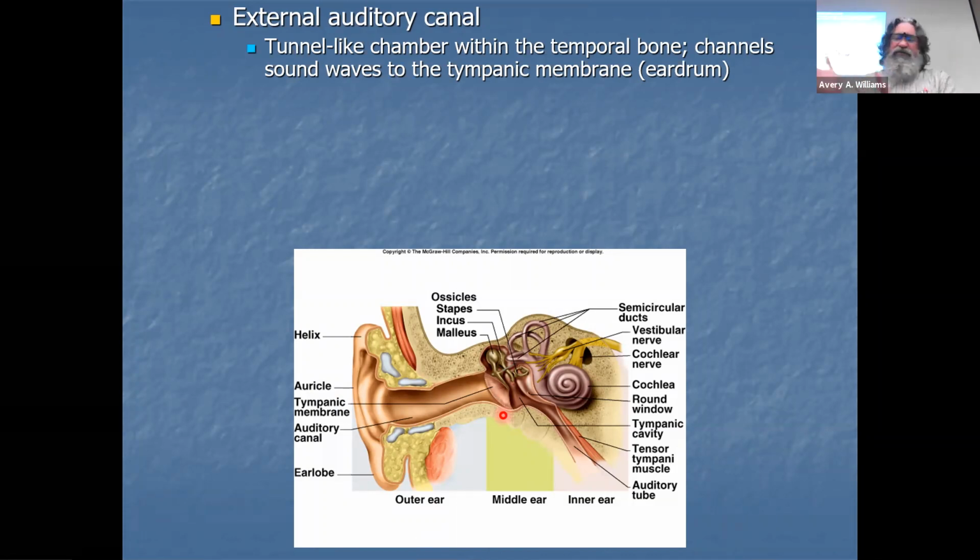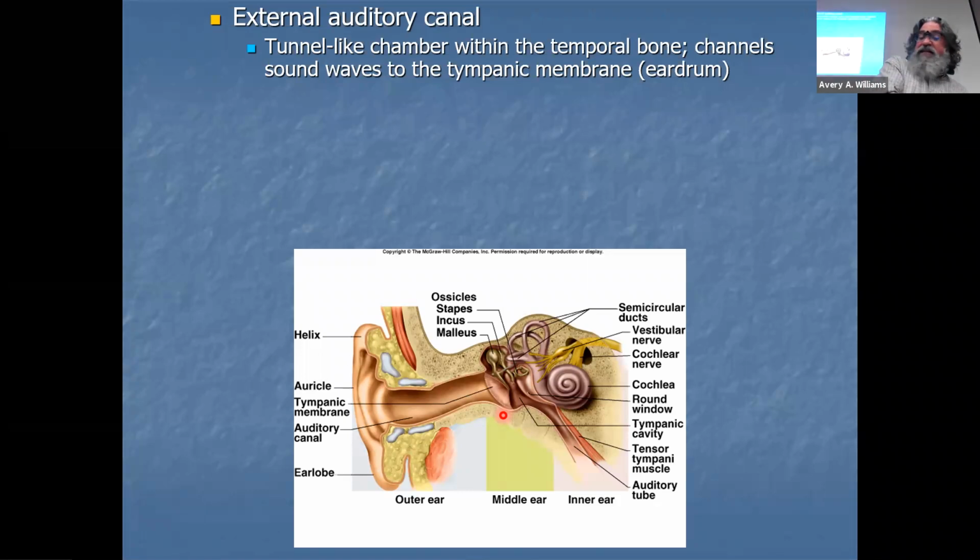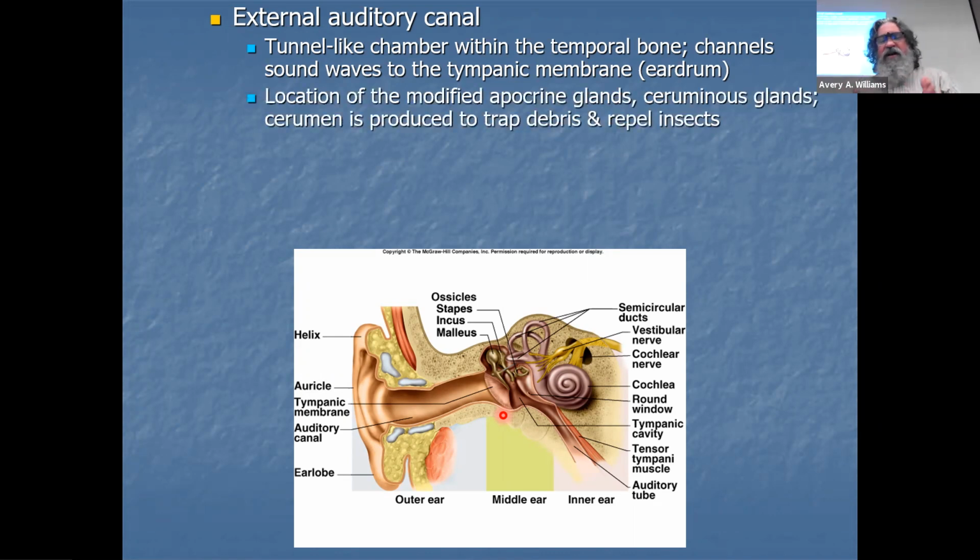And as far as structures are included, where does the eardrum fall? Does it fall in the inner ear, the middle ear, or the outer ear? It's kind of like straddling the fence. Well, in my class, we're going to define the tympanic membrane, or the eardrum, as part of the outer ear, and you'll see why in a minute.